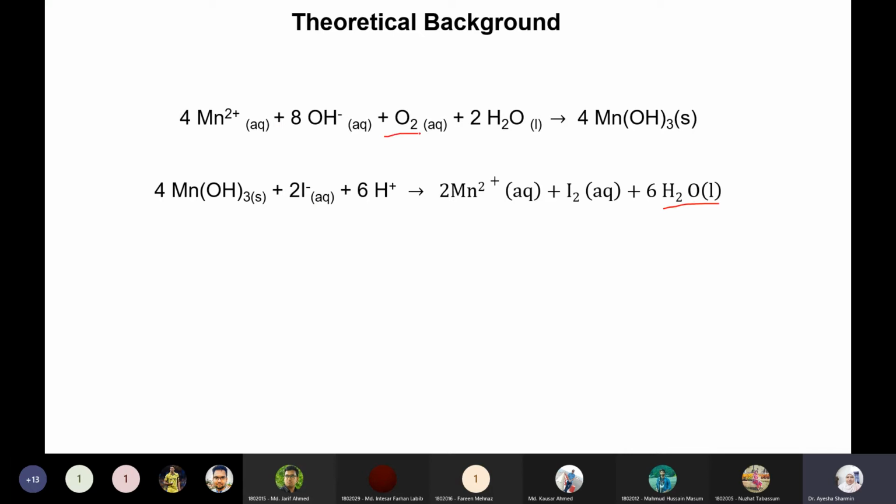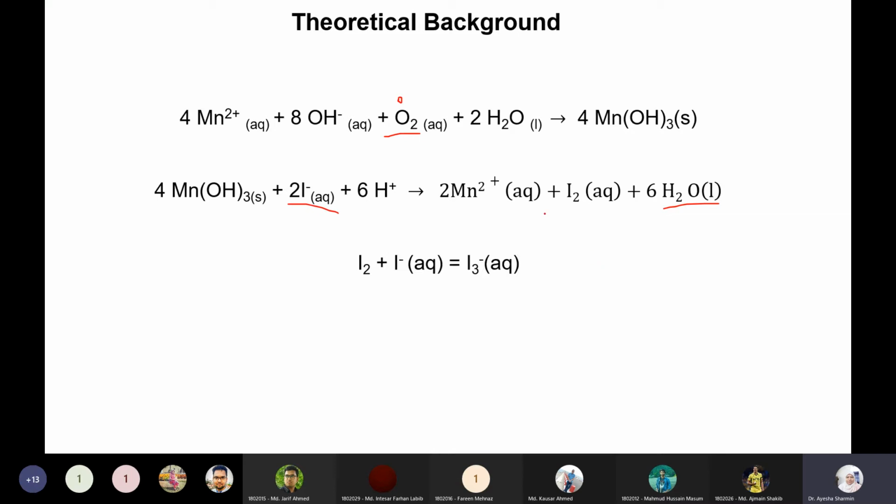Okay, so in oxygen, what is the oxidation number of oxygen? 0. So you can see that it's becoming reduced and the iodide is becoming oxidized. So these are the two half reactions, but that doesn't go in one step. It goes through those intermediates.